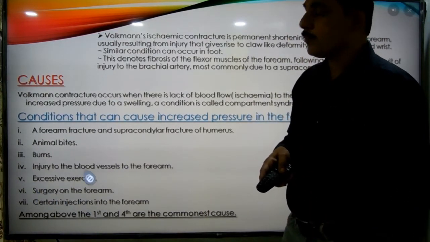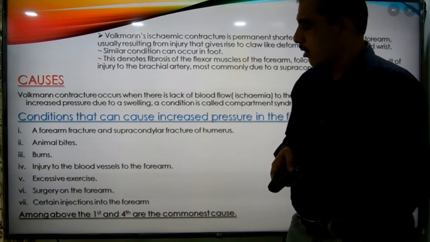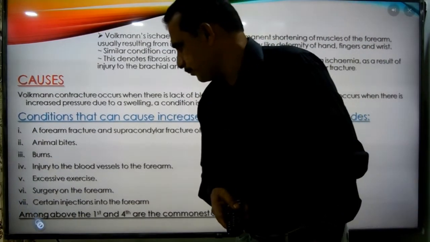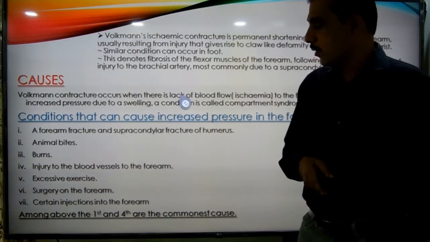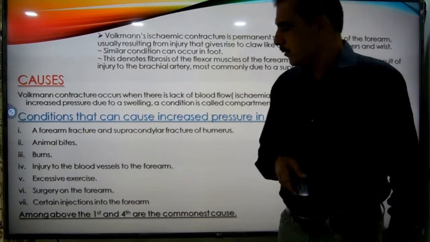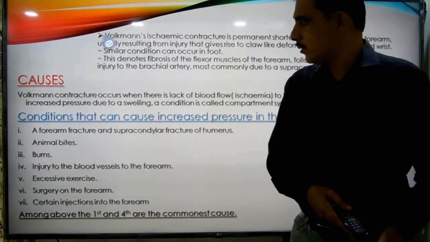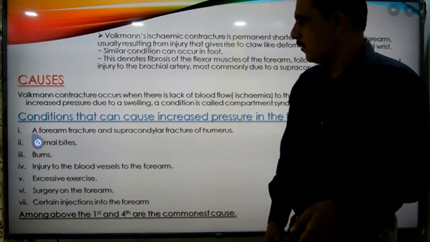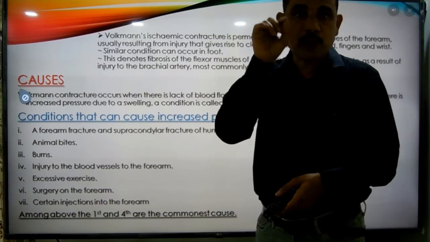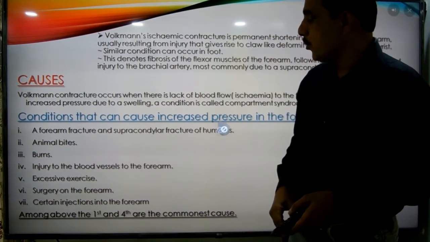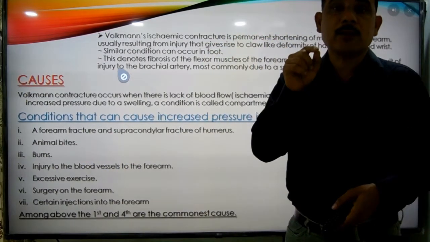Then the surgery of the forearm. For any purpose, if surgery of the forearm is done, it may damage the flexor muscles and cause fibrosis. And the last one is certain injections, drugs, which are given into the forearm, so that will also cause it. Among all these 7 causes, the first one and the fourth one are the common causes: the forearm fracture or fracture of the bones of the forearm and the supracondylar fracture, and the fourth one, injury to the blood vessels of the forearm.